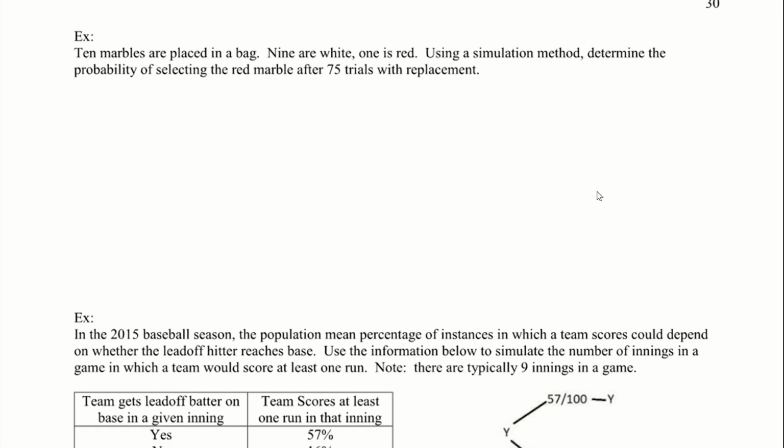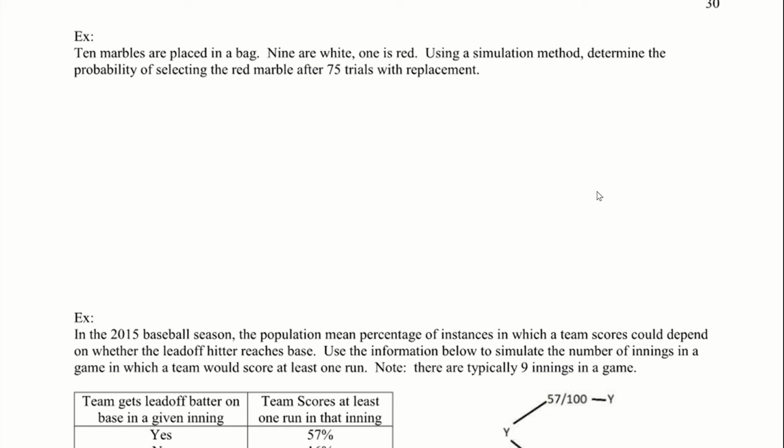30, the first example. 10 marbles are placed in a bag, 9 are white and 1 is red. Using a simulation method, determine the probability of selecting the red marble after 75 trials with replacement. All right, so the challenge when it comes to these kind of questions is not really coming up with the probability. It's coming up with a simulation in your calculator so that you could then come up with the probability.